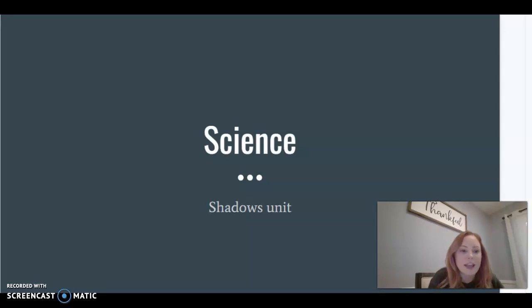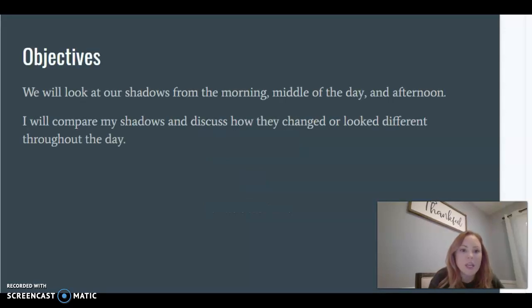Hello, for Science Today, we're going to finish up our shadows unit. So your objectives say we will look at our shadows from the morning, middle of the day, and the afternoon, and I will compare my shadows and discuss how they change or look different throughout the day and why.